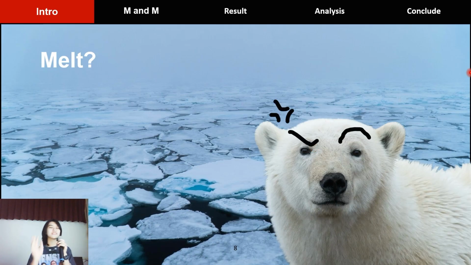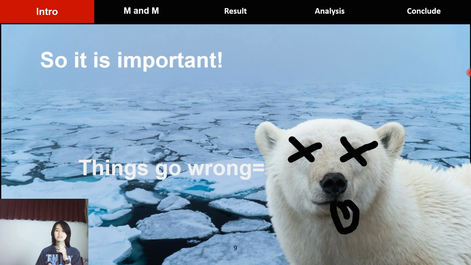But this actually shows why it is so important to study the heat transfer of that amount of heat in the Arctic Ocean, because if that can melt all of the sea ice, if one mechanism goes wrong, it could cause chaos. And today we're going to focus on the internal waves.